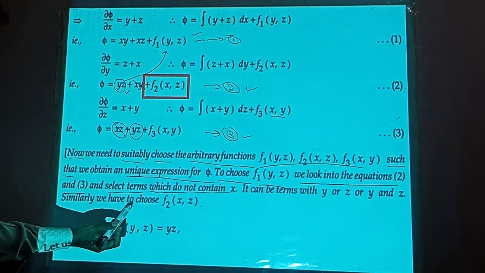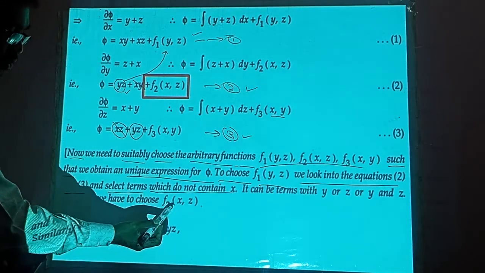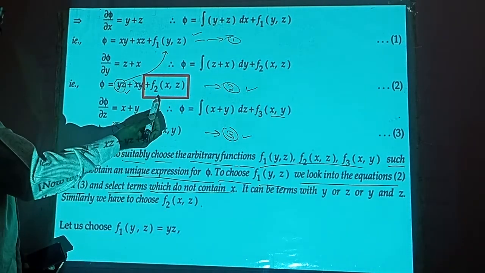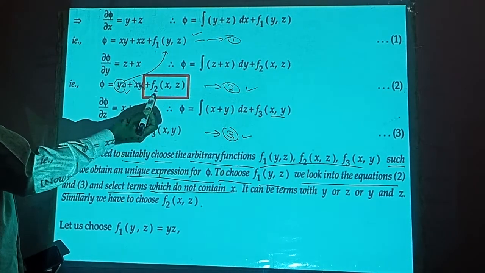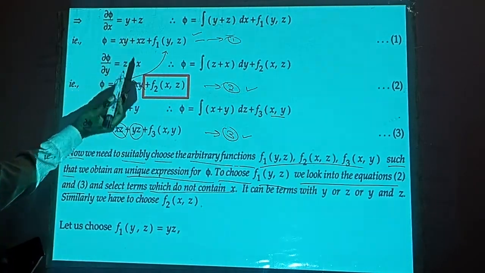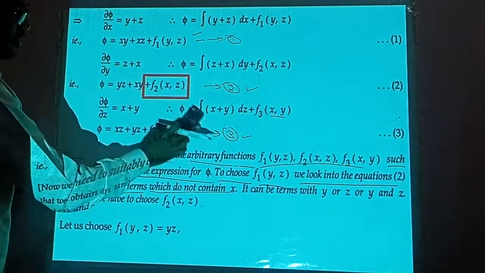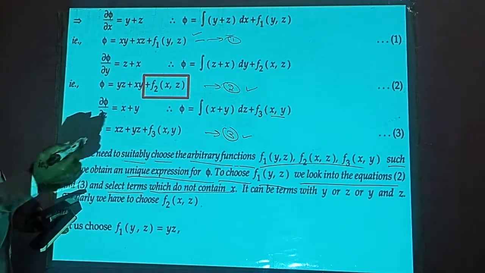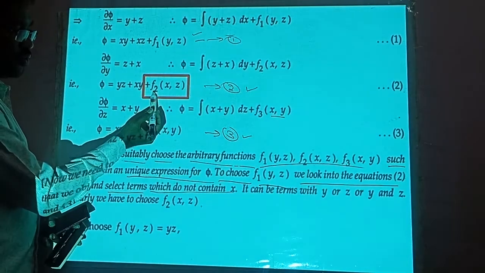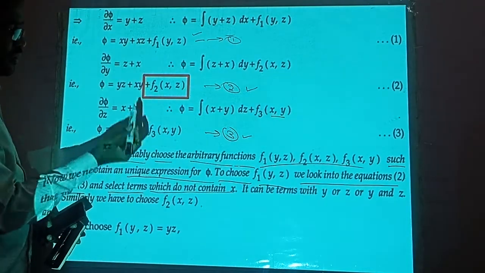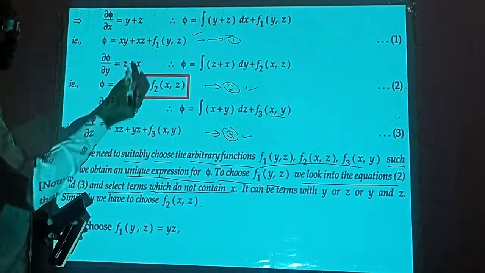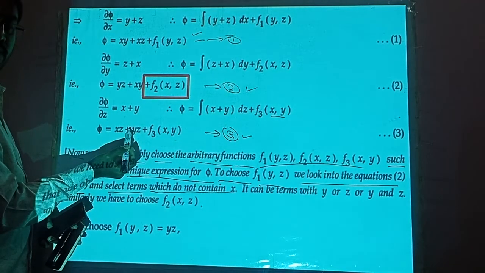Similarly, we have to choose f2 of x comma z. To choose f2, we need to see equations 1 and 3. Here, to choose f2, we need to look at equations 1 and 3 for the terms which are independent of y.